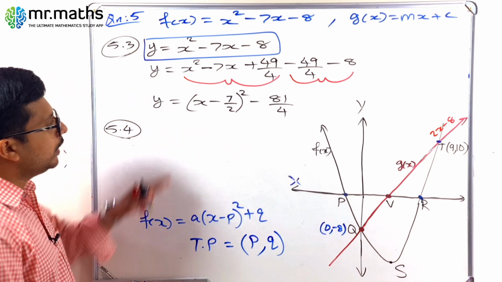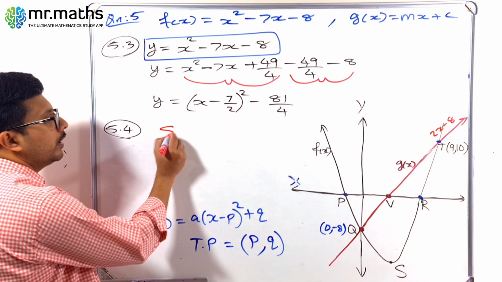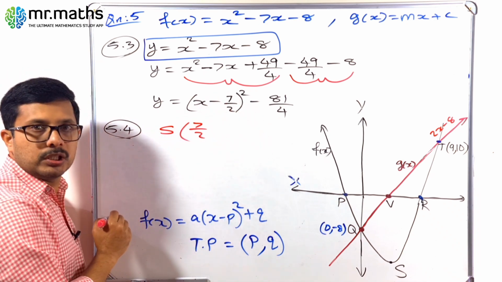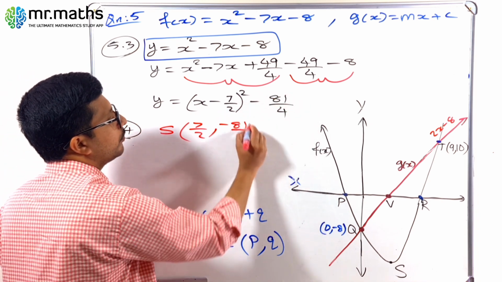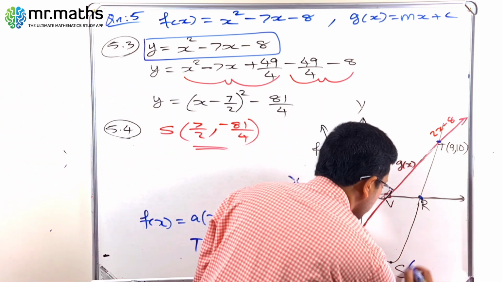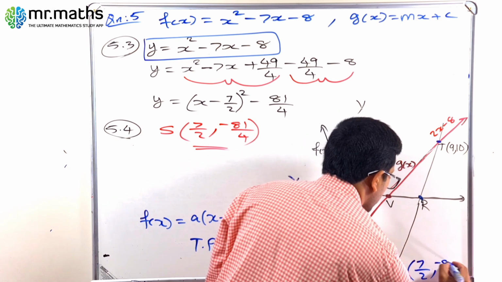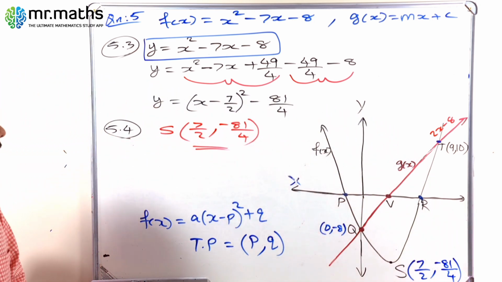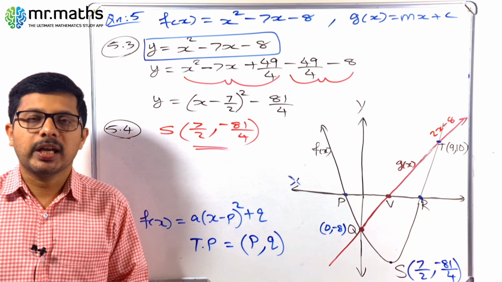So here, minus 7 over 2. What is the turning point? Since here it is minus 7 over 2, the turning point is positive 7 over 2, comma, this number as it is, minus 81 by 4, and that is the turning point. That means the coordinates of S are 7 over 2 comma minus 81 over 4. That is the answer.